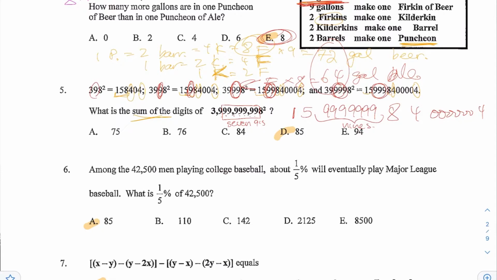So when you have 7 9s, that's 63. And you want to add the 1, 5, 8, 4, and 4. So 1 plus 5 is 6. And 8, 4, and 4 is 16. So that's another 22. So 63 plus 22 is 85. So the answer is choice D when you just look for the pattern.